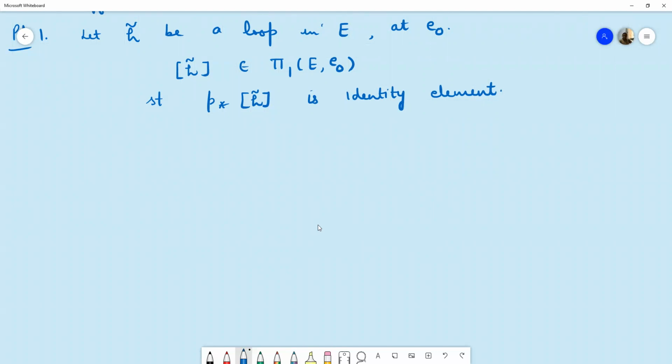Now, if this is the identity element, then by definition of P star, we are saying that P circle h tilde, this path homotopy class, is the identity element. And we know the homotopy class is the identity element if and only if this path P circle h tilde is homotopic to the constant loop, the constant path, in space B.